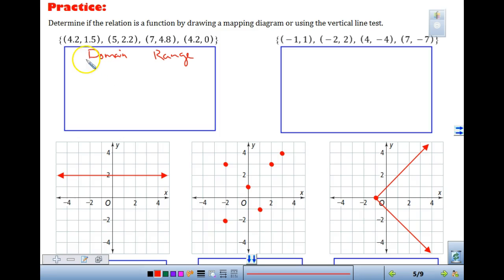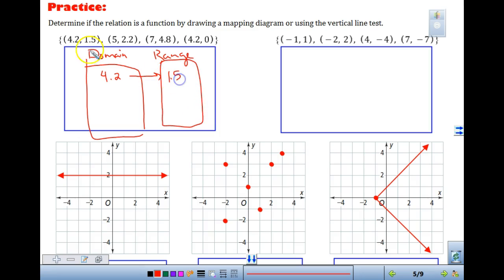And we are going to be filling in our domain. So if I'm filling in the domain, I'm going to start with 4.2. What does 4.2 map to on my range? 1.5. Then I have 5, and it maps to 2.2. And then I have 7, and it maps to 4.8. And then I have 4.2, and it maps to 0.